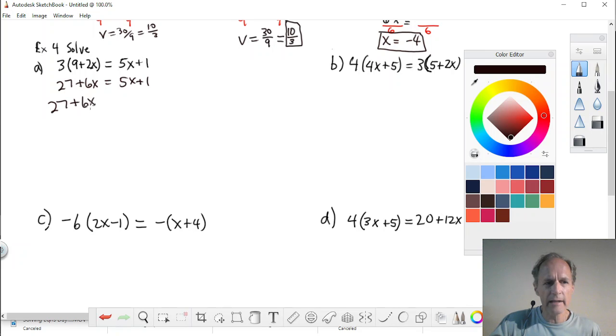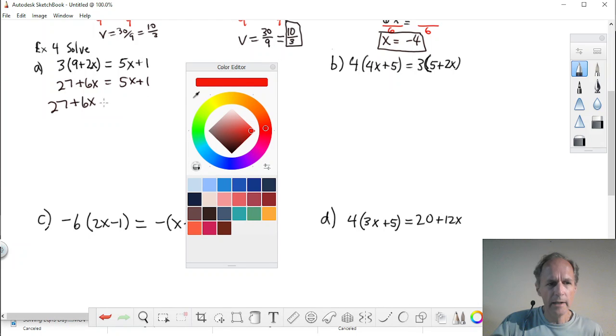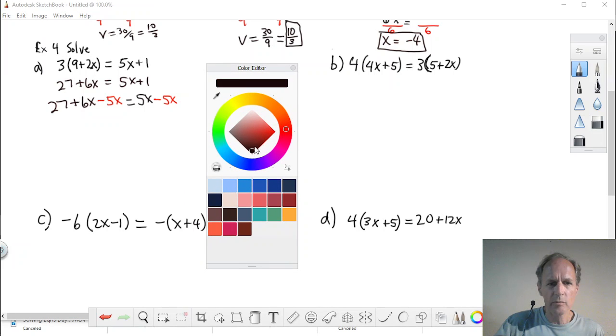27 plus 6x. Instead of writing it down below, we'll go ahead and say, move this over, minus 5x on that side, and that equals 5x and minus 5x on that side, and then the plus 1 is still there. Okay, so we just subtract x from both sides. It's just 27 plus x. 6x minus 5x is just x. 5x minus 5x is 0, so that equals 1.